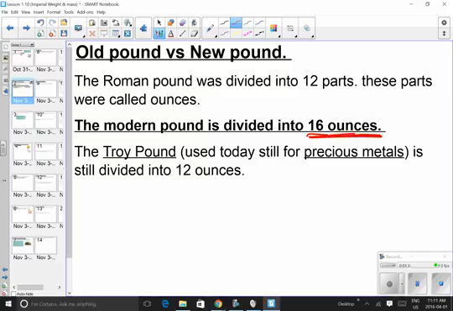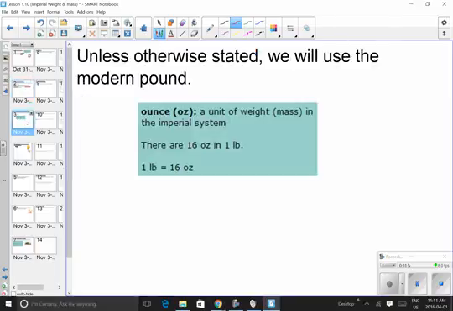We just don't use the Roman pound, except the troy pound. The troy pound today is still used for precious metals, and it is still divided into 12 ounces. So if you're measuring things such as gold, you'll be using the troy pound. If you're measuring things such as yourself, you'll use, pardon me, the modern pound. Unless otherwise stated, we will be using the modern pound. And the modern pound has 16 ounces in it.